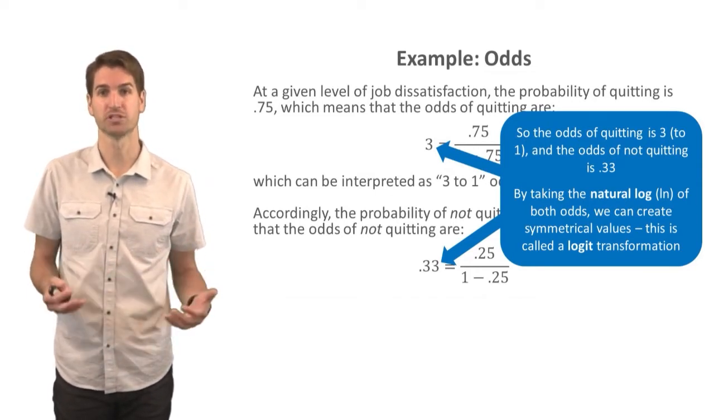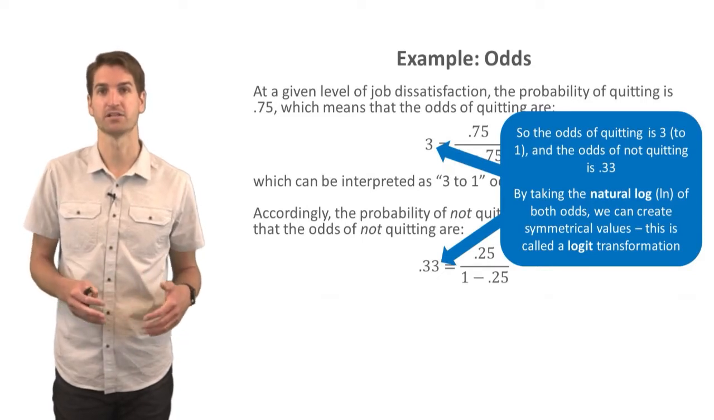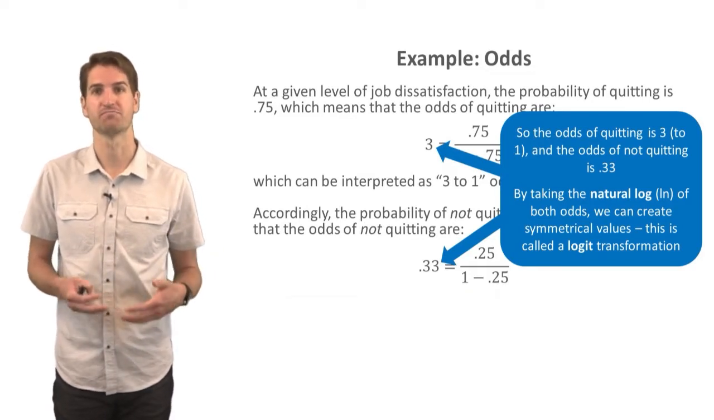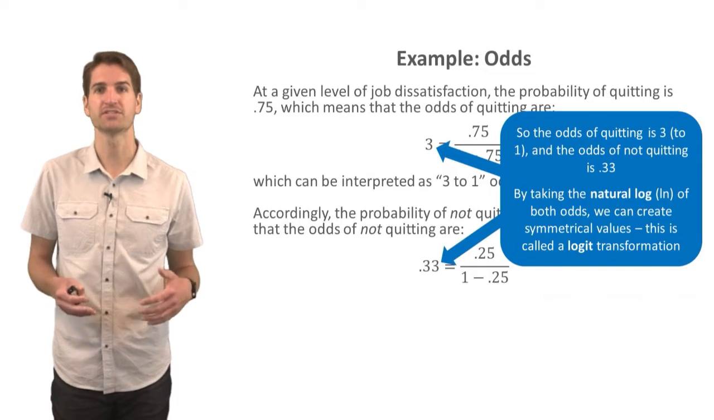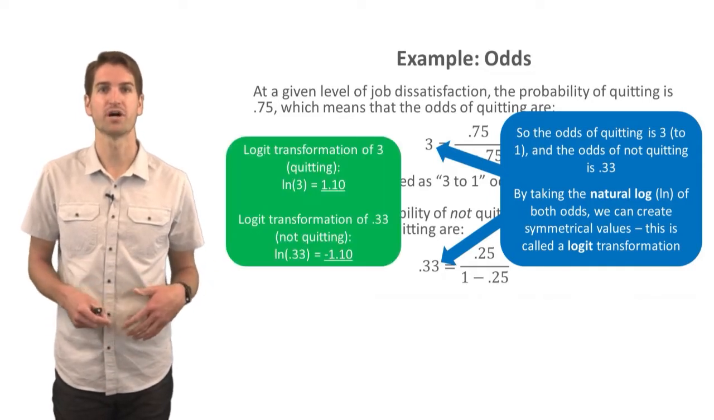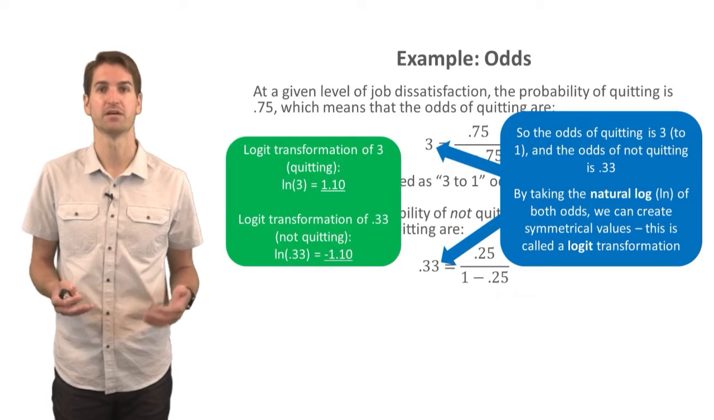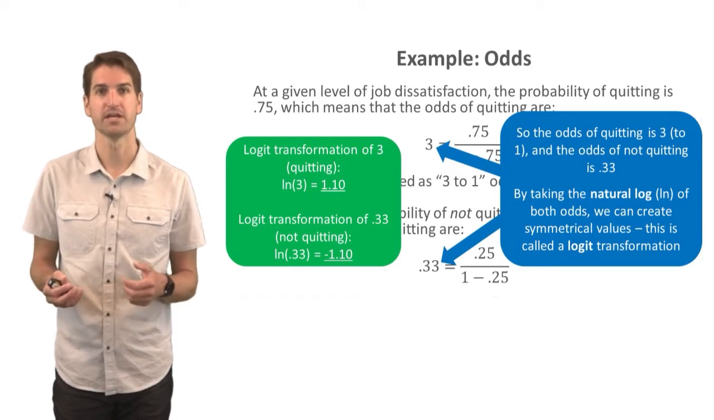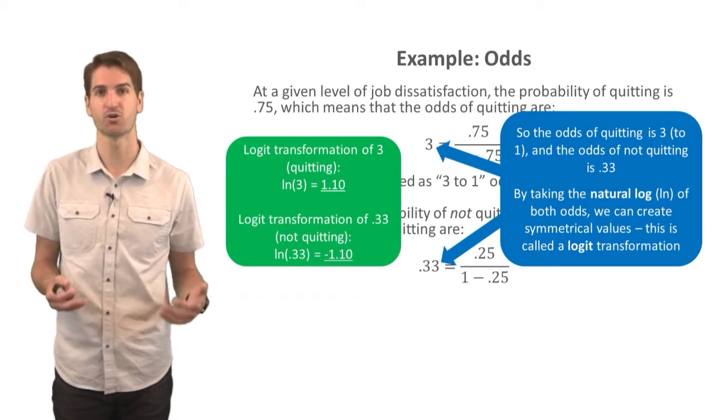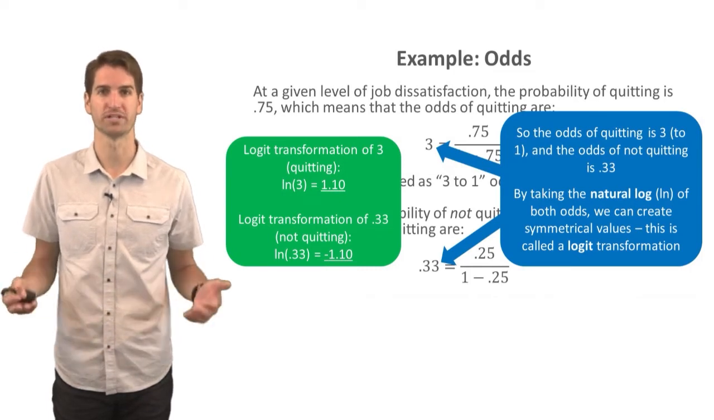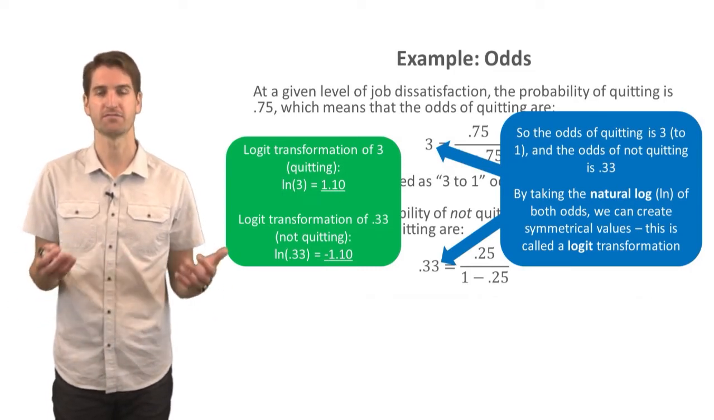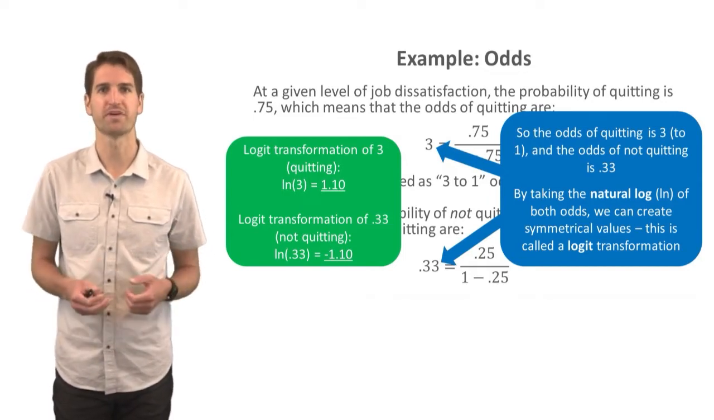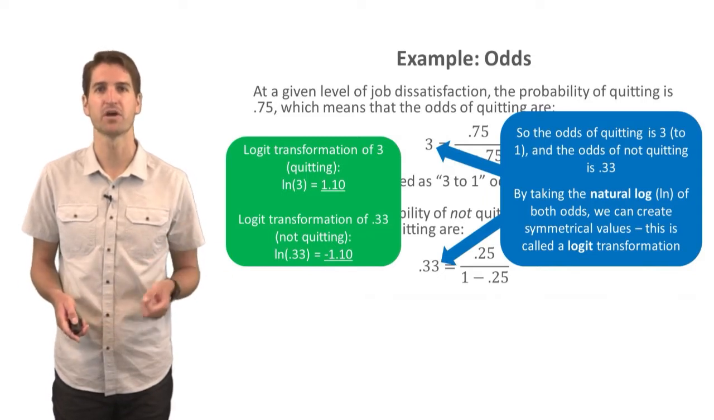Now, if we take the natural log, which is represented as ln, a logarithm to the base e, which is Euler's number, more on that in a second. By taking the natural log of both odds, we can create symmetrical values, and this is called a logit transformation. A logit transformation of 3 would come out to be 1.10, and that is the logit transformation for the quitting value. The logit transformation of 0.33, for the not quitting value, would be negative 1.10. You can see how those two values are in fact symmetrical, 1.10 versus negative 1.10. That's one of the values of doing a logit transformation, which really comes at the heart of doing a logistic regression.